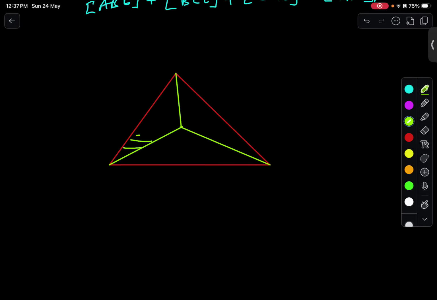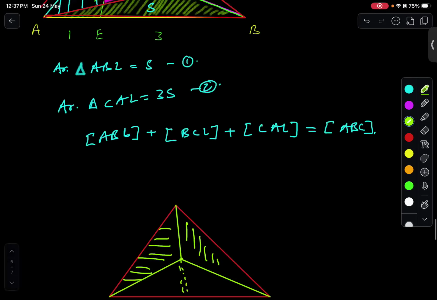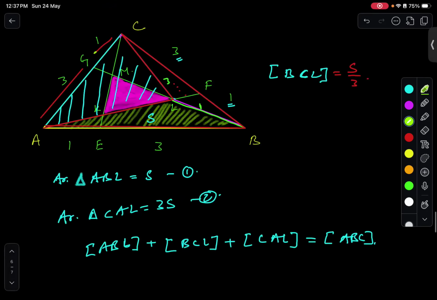So this area and this area will divide in the ratio of the bases. Is this okay? We have already seen that. Yes, sir. Okay, now see this carefully. You have to see this CG and AG.